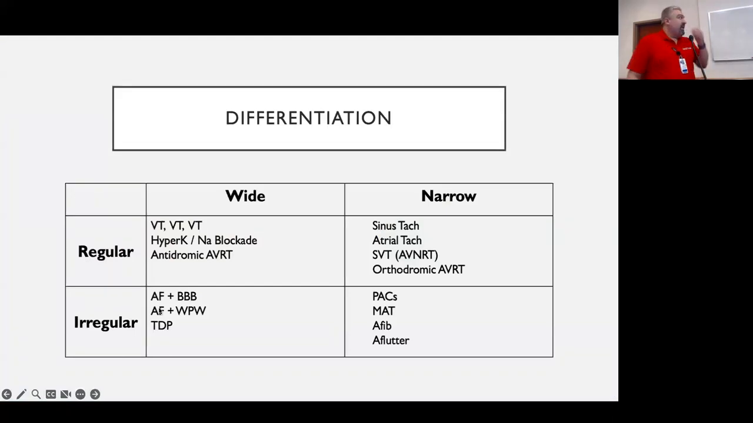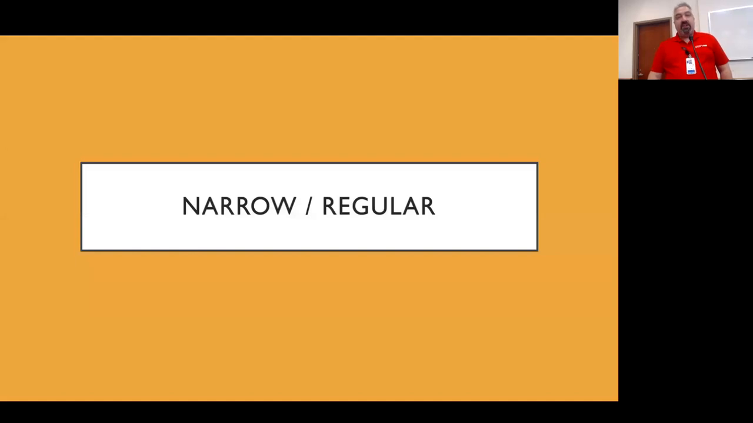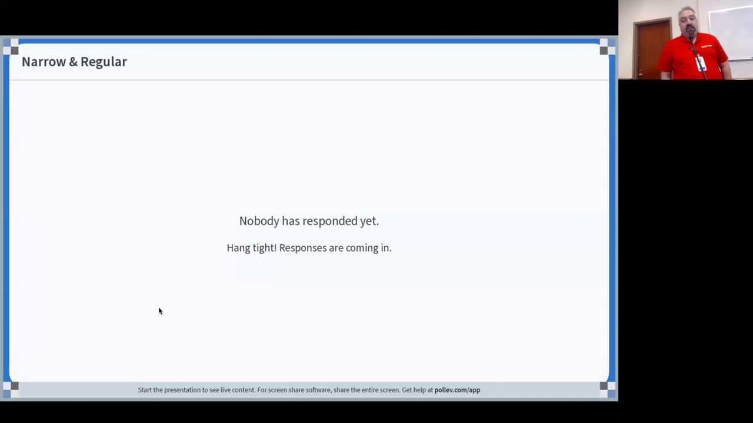So the main differentiation when you're talking about tachycardias is regular or irregular and wide or narrow. So we're going to go through each of those 4 boxes and talk about what the distinguishing characteristics are between the different rhythms that fit within that box. So narrow and regular. What are you thinking?